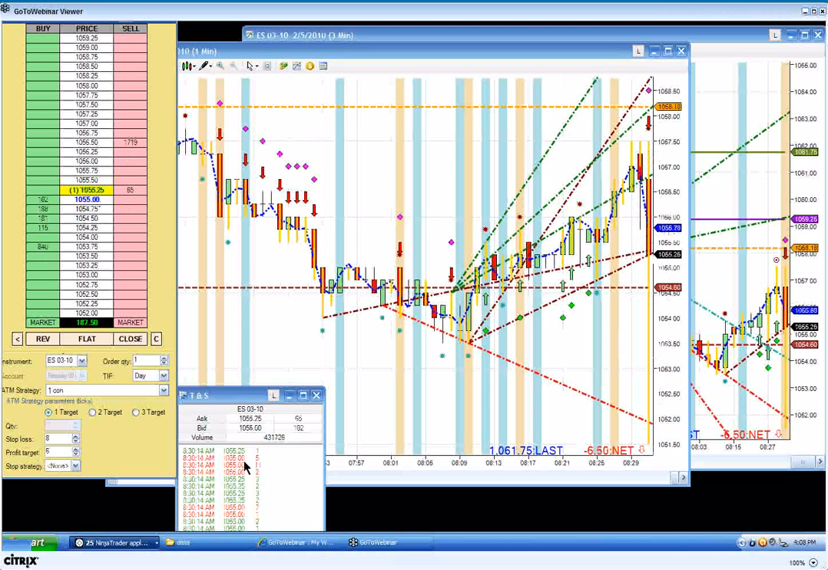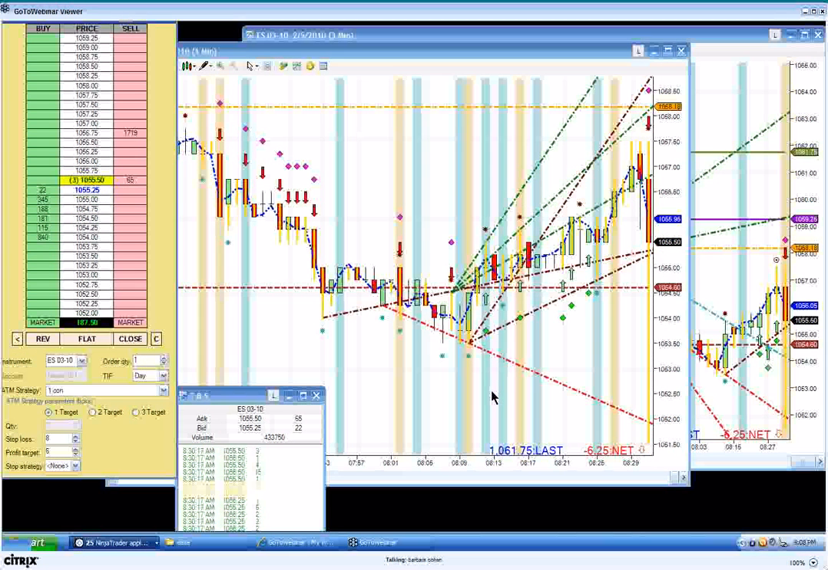We made our 6 ticks very successfully, and each tick, like I said, represents $12.50, and I was trading one contract, so I now have $187.50.